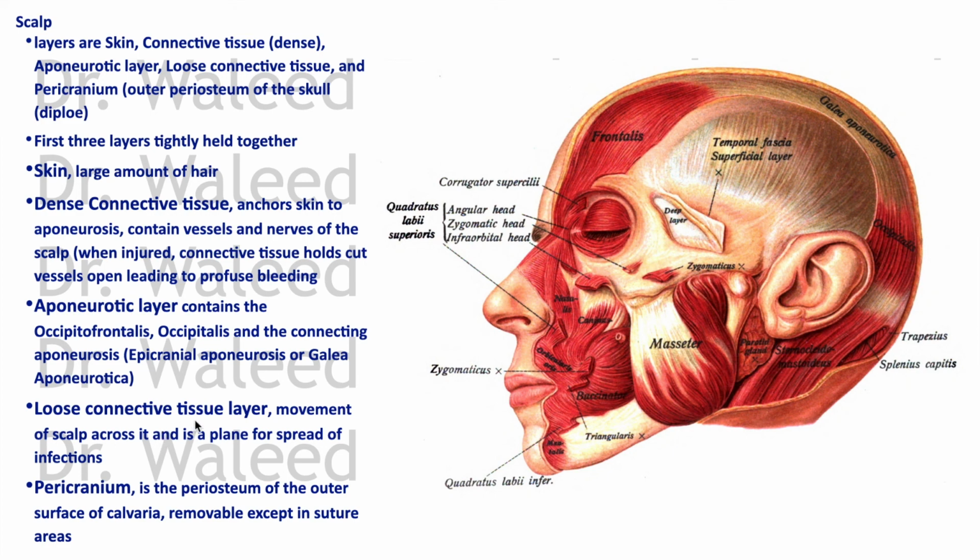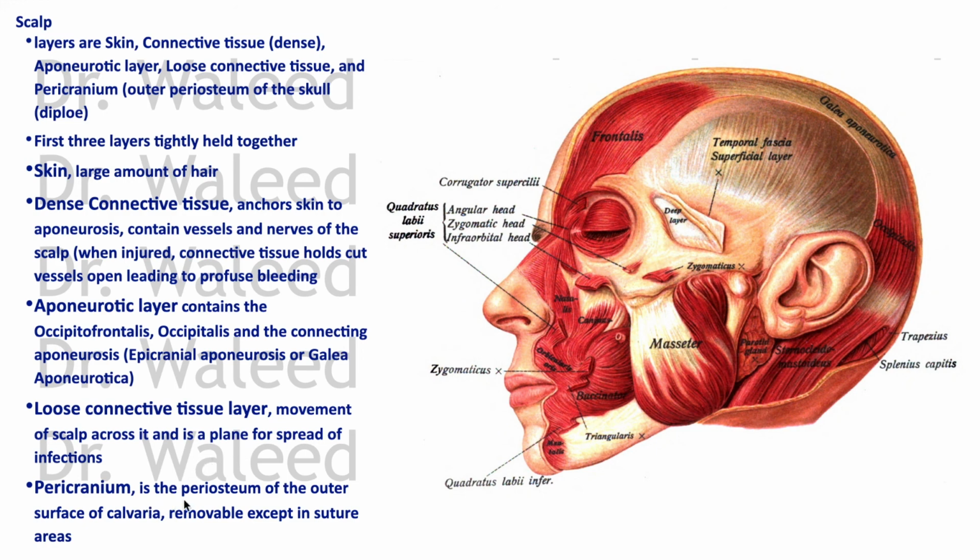Then comes the loose connective tissue, on which the scalp moves. Actually, you can move layers of scalp on your skull through the plane of loose connective tissue. Of course, if it's loose, it's a plane for spread of infection. So the plane of spread of infection is the loose connective tissue layer. The plane of deep scarring is the galea and beyond, okay? And the profuse bleeding is from the skin and connective tissue layer.